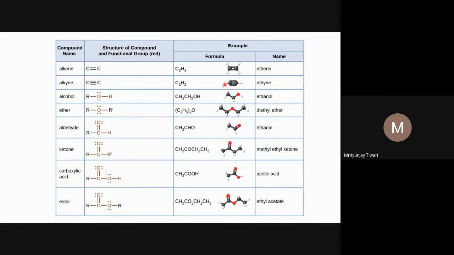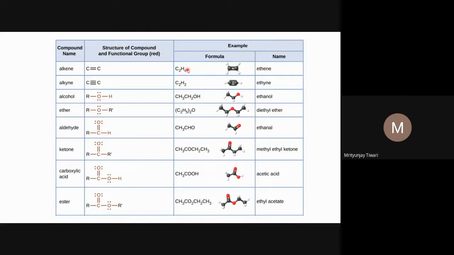Similarly, if it is CH3, CH double bond CH2, then we will call it propene because three carbon atoms are there and three carbon for this numerical prefix will be prop. And then the ene group is there, then we remove ane from the propane and we add ene. So it will be propene.